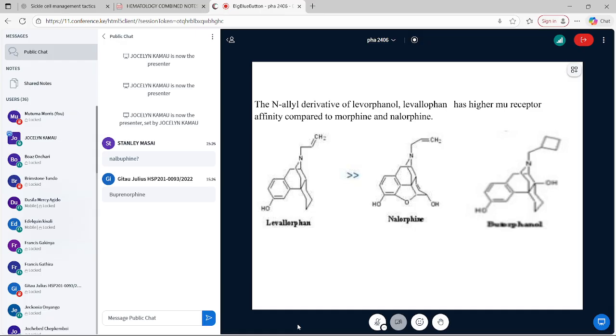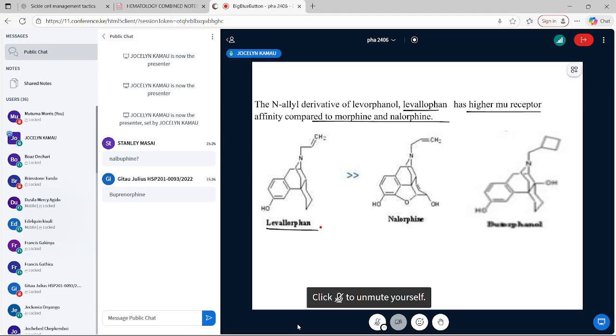So we can note the N-cyclobutylmethyl derivative of levorphanol, levallorphan, has higher mu receptor affinity compared to both morphine and naloxone. And we have reasons, because of this group, you can even see this, we have changed that there, and because of those groups, the removal also of the hydroxyl group which was there, then we expect it to have much higher activity. We can't understand that statement from the structure alone. So it is much stronger than naloxone, and we can't readily explain it.